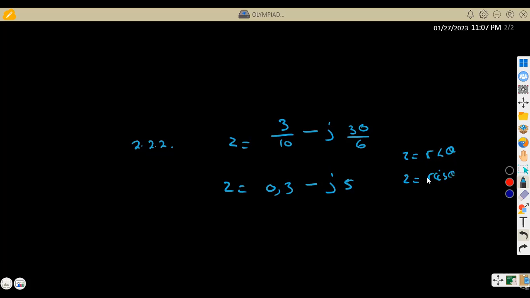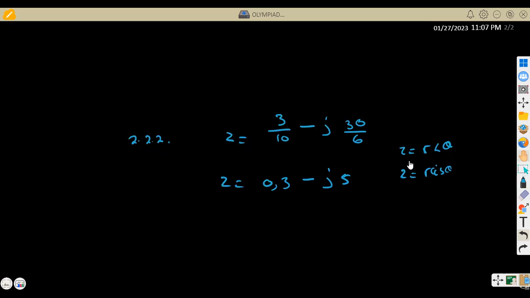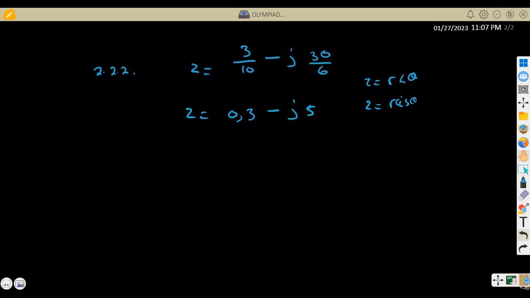All right, where are we here? How are we going to have the value of r? How are we going to have the value of theta? How are we going to have these values? Okay, the first thing is for you to represent this on an Argand diagram, which is the easiest way for you to know how to find the r and how to find the theta.